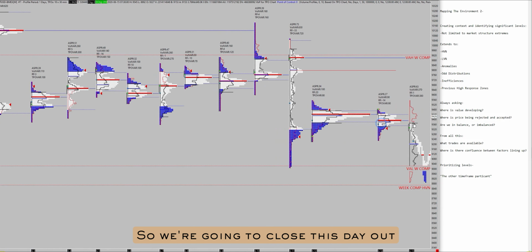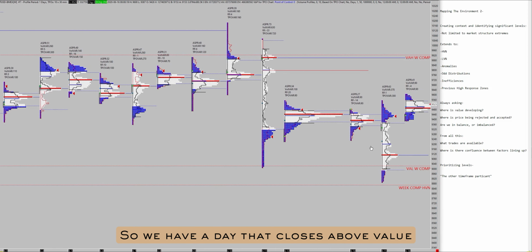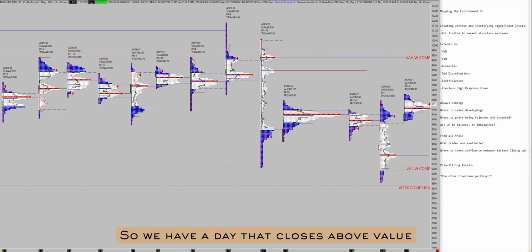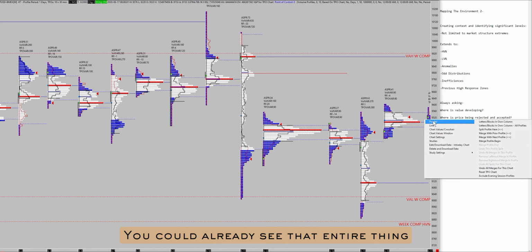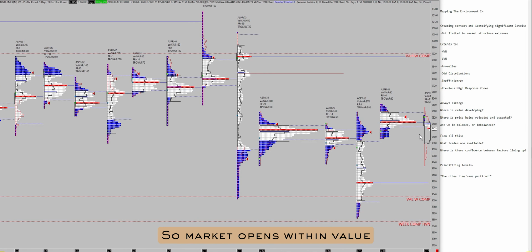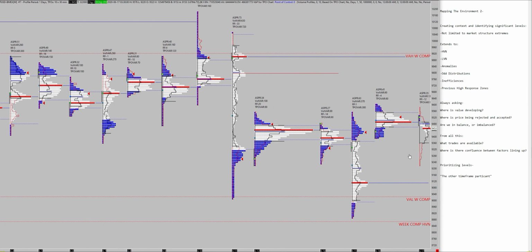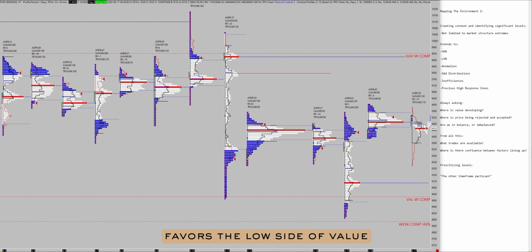So we're going to close this day out. We have a day that closes above value. This is a trending day, closing above the prior day. So now we will see how the next day transpired. You could already see the entire thing. The market opens within value, favors the low side of value.